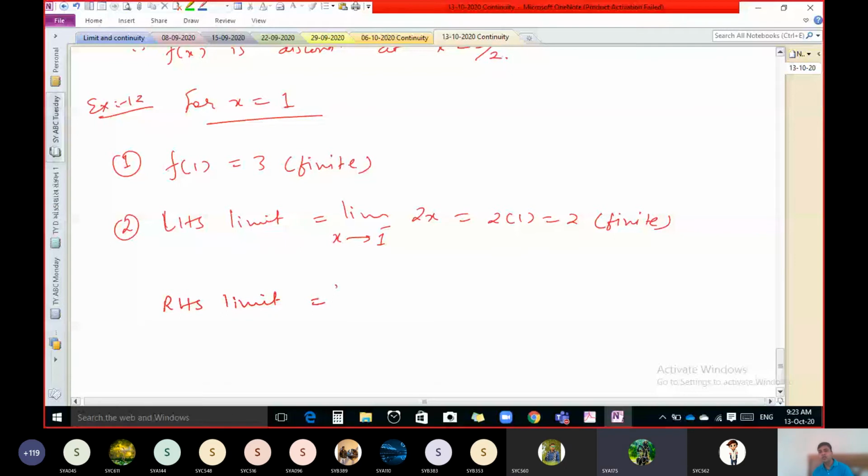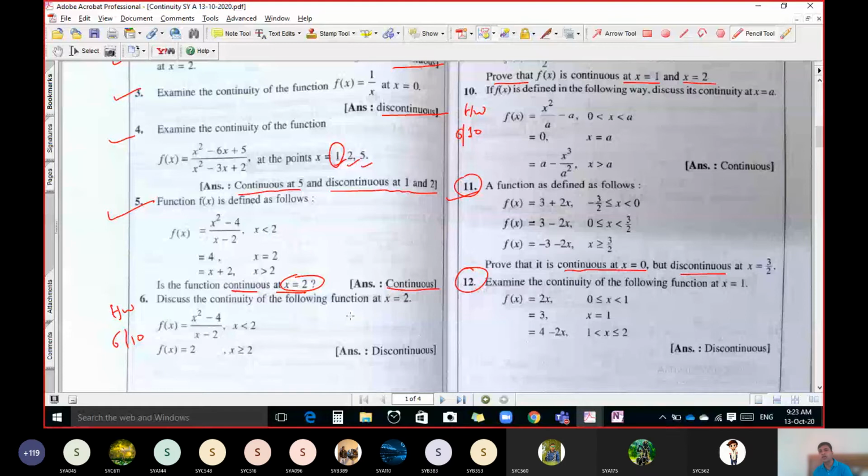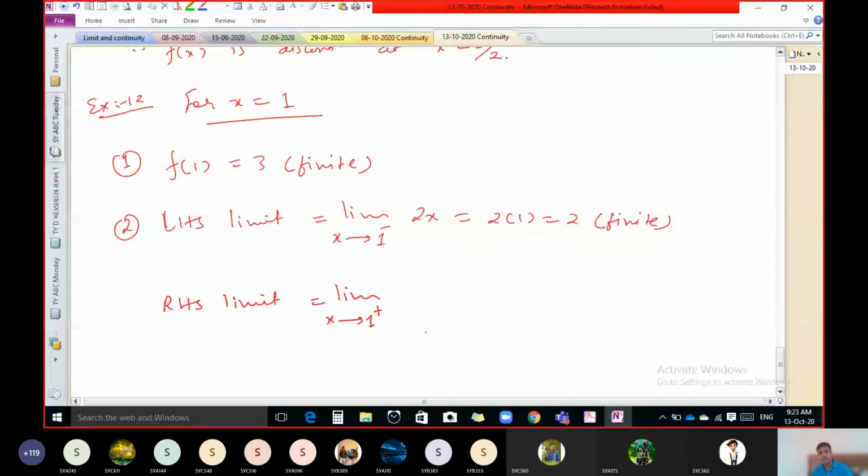One plus means more than one. Which function do we have to assume for more than one? The third one. The third one is applicable when x is greater than 1 but less than or equal to 2. So the third one, 4 minus 2x.